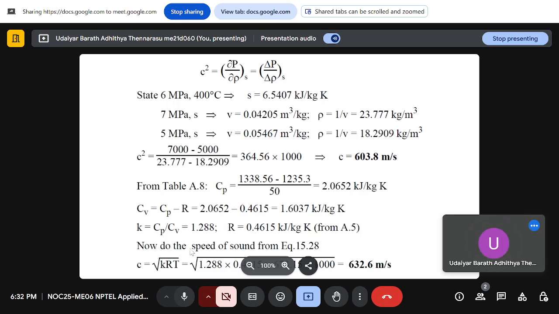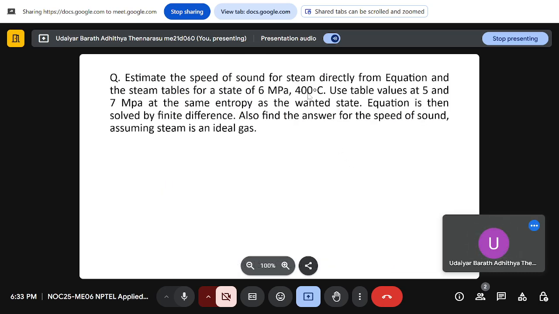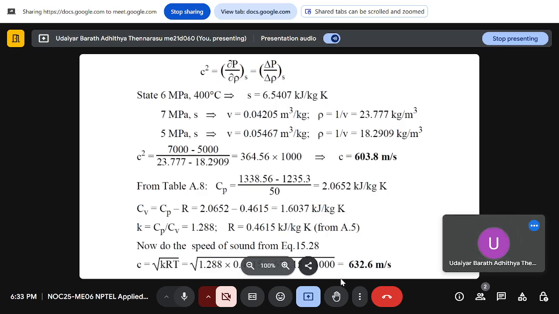To calculate speed of sound, speed of sound is root of gamma RT. So we get 1.288, which is the gamma value, into the R value 0.4615, into temperature, which is 673.15, given as 400 degrees Celsius plus 273.15. R is in kilojoule, so we multiply by 1000, and we get 632.6 meters per second. So there is a difference of 30 meters per second.